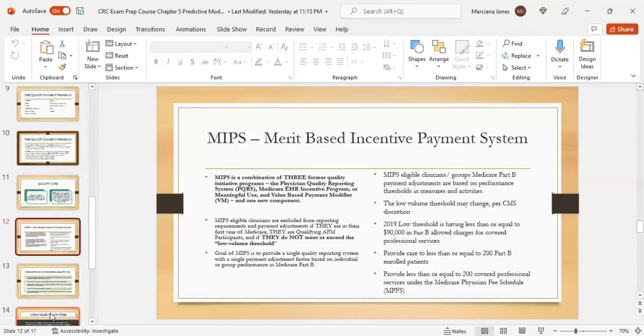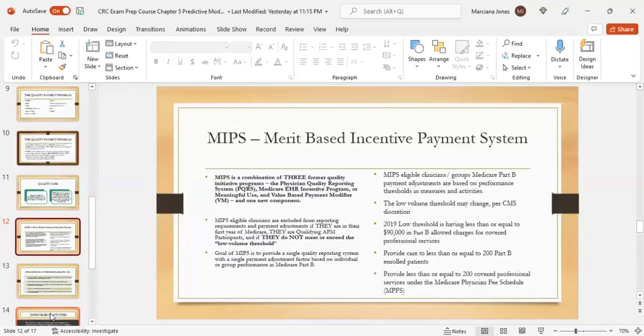MIPS eligible clinicians are excluded from reporting requirements and payment adjustments if they are in their first year of Medicare. There are qualifying APM. You remember we talked about just APM as well. They are qualifying APM participants if they do not meet or exceed the low volume threshold. Low volume means that you're not seeing a lot of patients. Your volume is low.